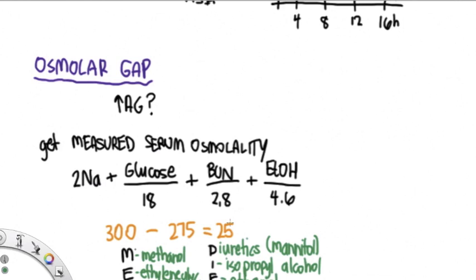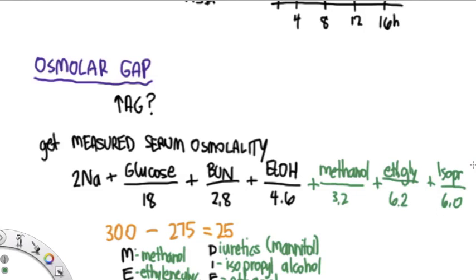So if you have an elevated osmolar gap, you can send off a methanol level, an ethylene glycol level, or an isopropyl alcohol level, and then you can even check to see if whatever level you get back makes up for that gap. There are conversion factors for those as well: methanol over 3.2, ethylene glycol over 6.2, and isopropanol over 6. Now that you have these levels from the lab, you can plug these in here and see if your new calculated gap is 10 or less, in which case you could explain it that way.